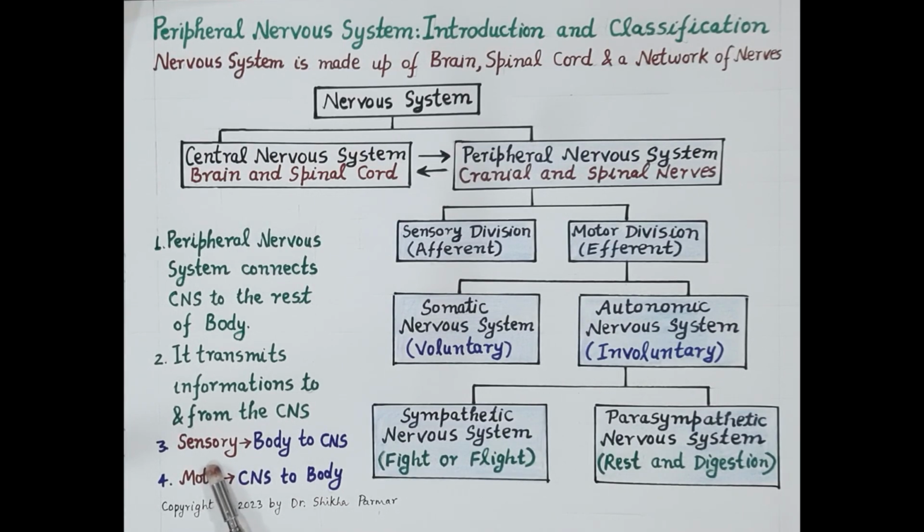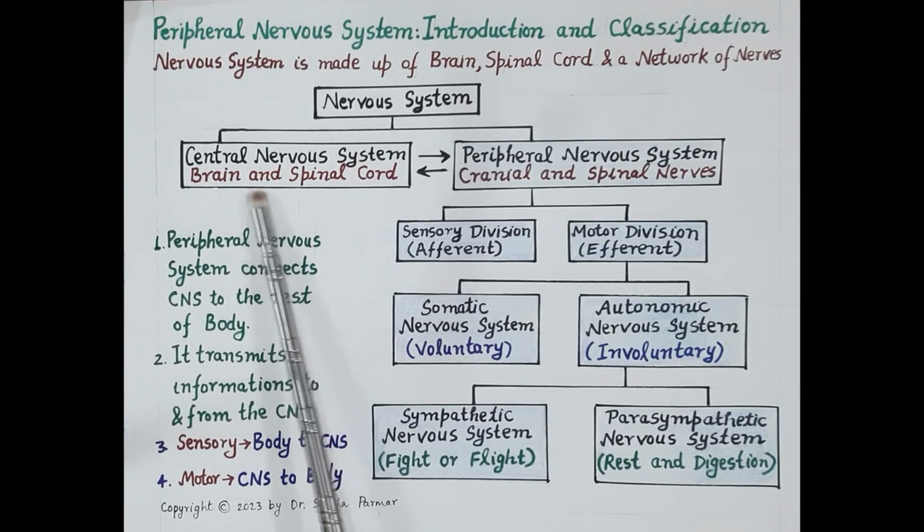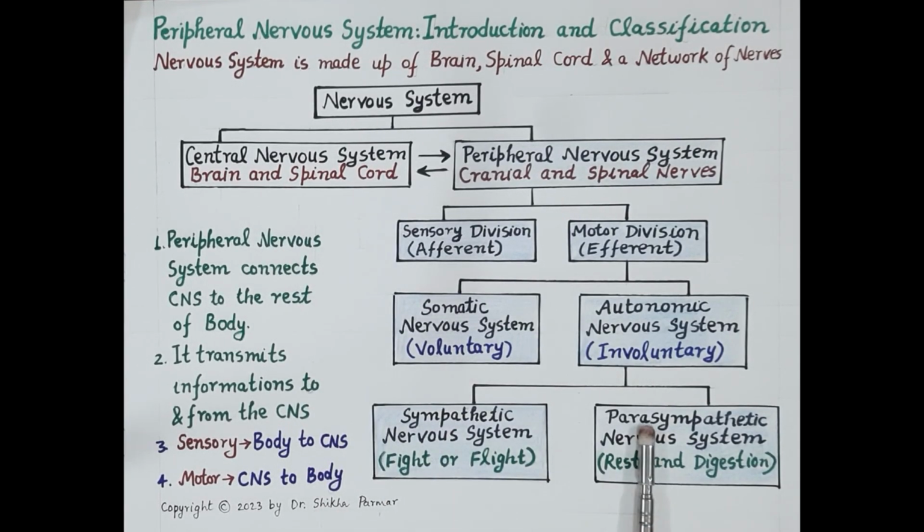So sensory nerves transmit information from all parts of the body to the central nervous system, whereas motor nerves are required for the movement, both voluntary and involuntary movements. So motor nerves transmit information from the central nervous system to the entire body. Now mixed nerves are the nerves that can perform sensory as well as the motor function.